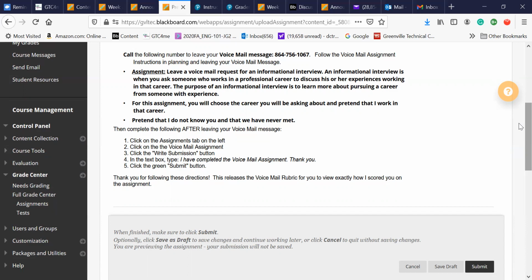Okay. So when you call, you want to make sure that you explain respectfully and professionally who you are and why you're calling. And then you also make sure that you end with clear instructions for how to get back in touch with you. So make sure you end your voicemail by repeating your name, and then giving the phone number.